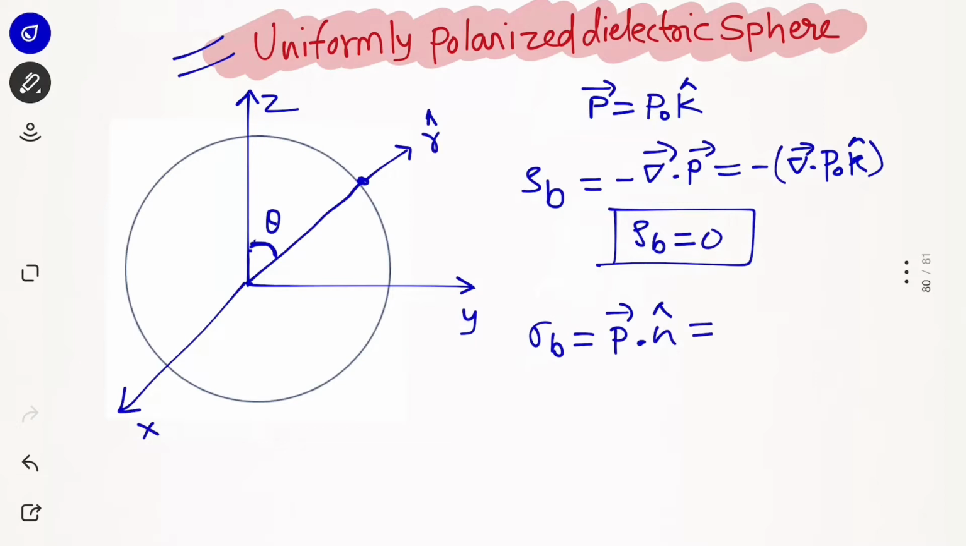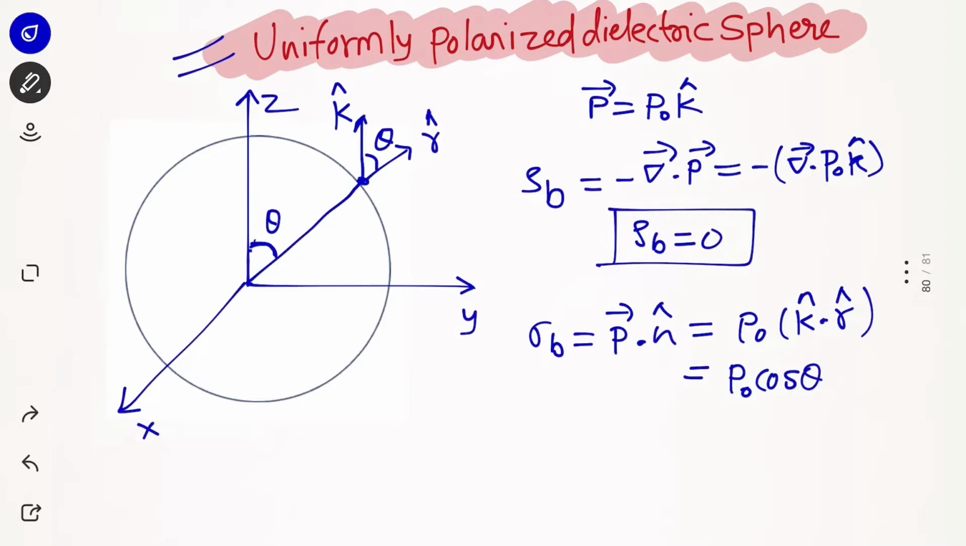So I can write this as P naught K cap dot r cap. If this angle is theta, I can also show this angle to be theta, and this is my K cap direction. We know that both are unit vectors, so the magnitude of both is 1, but here we have a dot product. So I can write P naught cos theta, because in a dot product we always write magnitude into cos theta. Both have magnitude 1. So what we are getting now, guys, is sigma b as P naught cos theta.